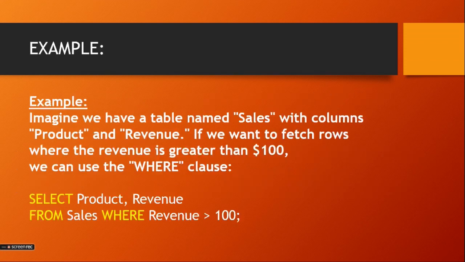Let's move to an example. Imagine we have a table named sales with columns product and revenue. If we want to fetch the rows where the revenue is greater than $100, we can use the WHERE clause. Got it? So the syntax is: SELECT product, revenue FROM sales, where sales is our table name. Then filter with WHERE revenue > 100.